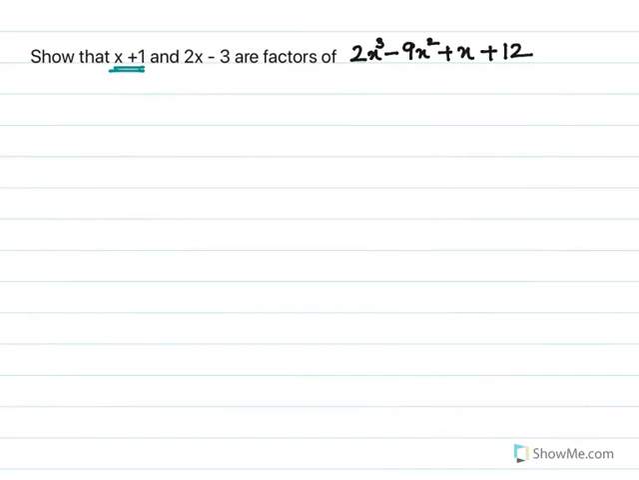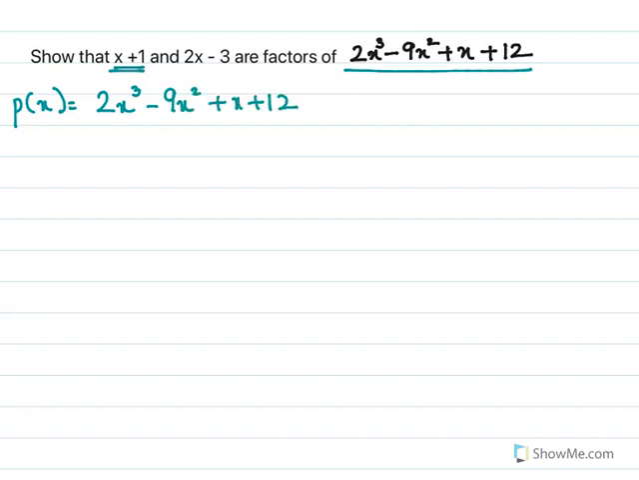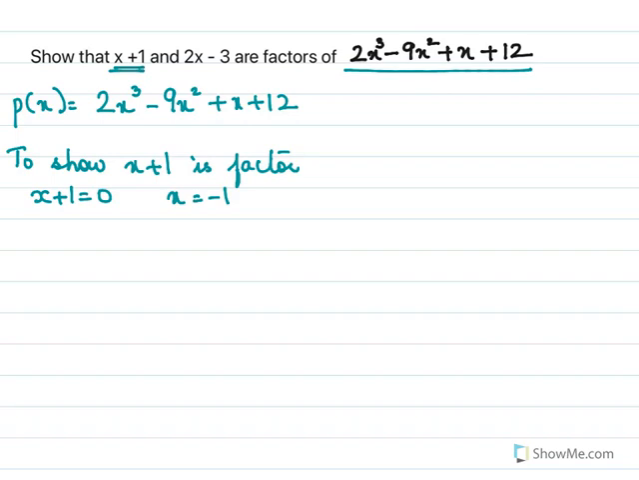Show that x plus 1 and 2x minus 1 are factors of this. So let's take up x plus 1 first. So p of x is 2x cubed minus 9x squared plus x plus 12. To show that x plus 1 is a factor, what we need to do is we do x plus 1 equal to 0, x equal to minus 1, and now we find p of minus 1.